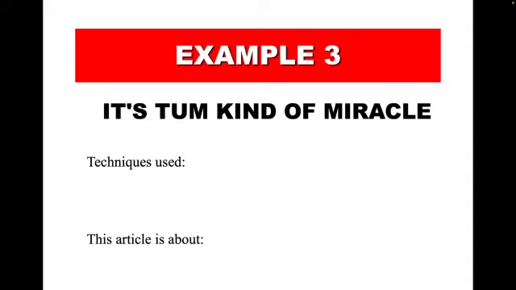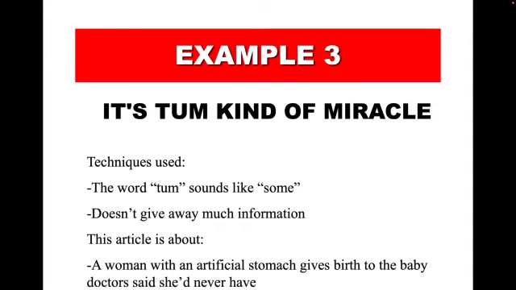Next article title, it's "Some Kind of Miracle." Again, look at the techniques being used and guess at what this article is about. Well, the word "tum" sounds like the word "some," so you would have read it in your mind saying it's some kind of miracle. However, this doesn't give away much information about what the miracle could possibly be. So what this article was actually about was a woman with an artificial stomach who gives birth to the baby that doctors said she would never have, so she had a miracle birth.